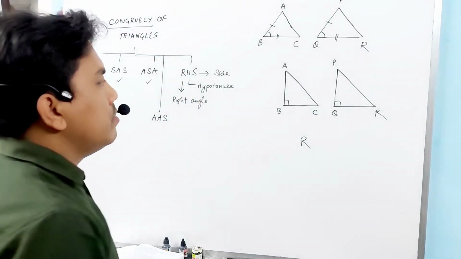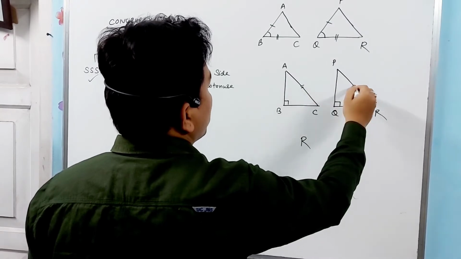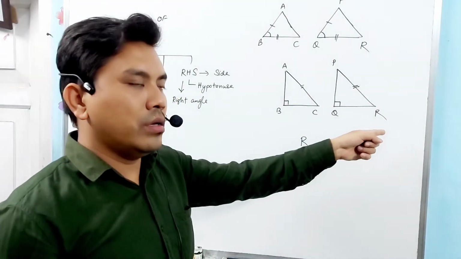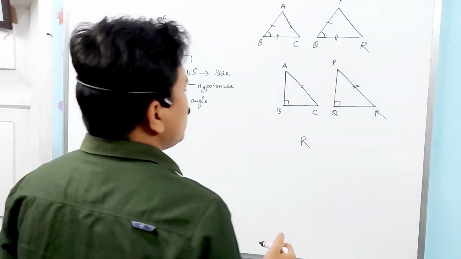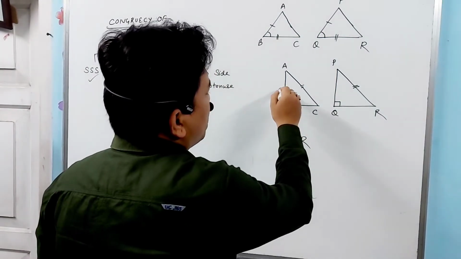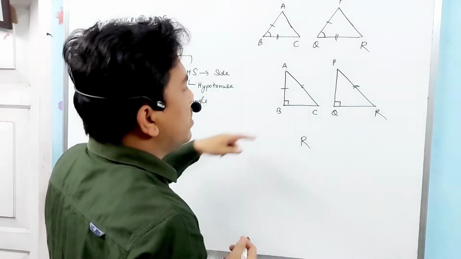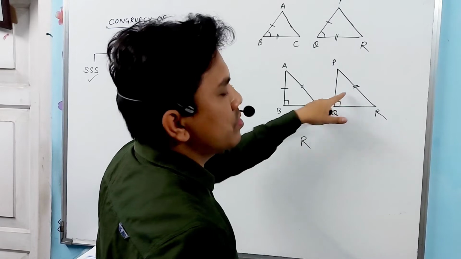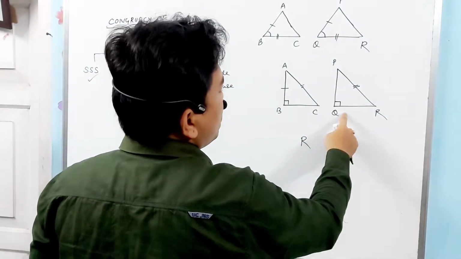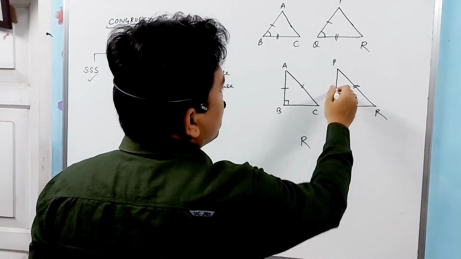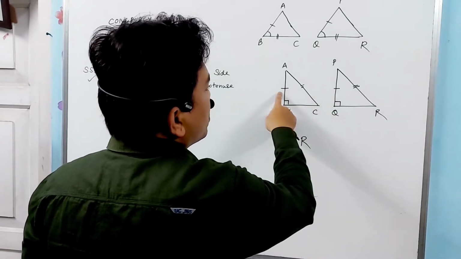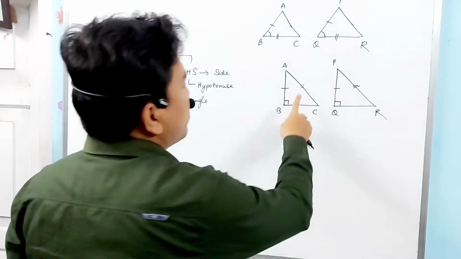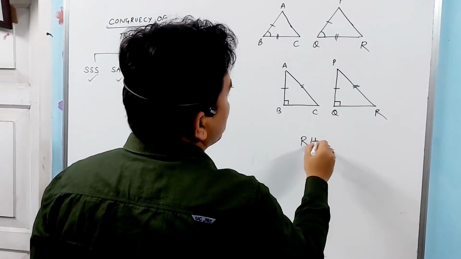Okay? Now, if the hypotenuse of both the triangles are equal, if AC and PR are equal, and one of the sides of this triangle is equal to one of the remaining sides of this triangle. These two sides are remaining, so it may be either equal to this, or this may be equal to this, or this may be equal to this. Okay, then we will say that both the triangles are congruent by RHS.